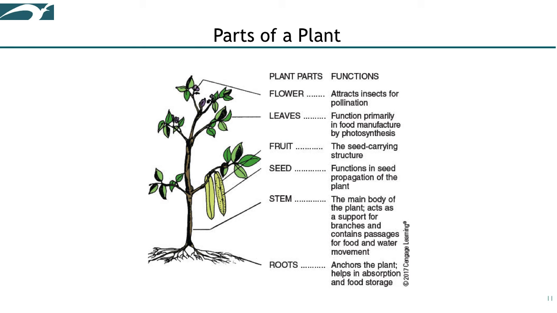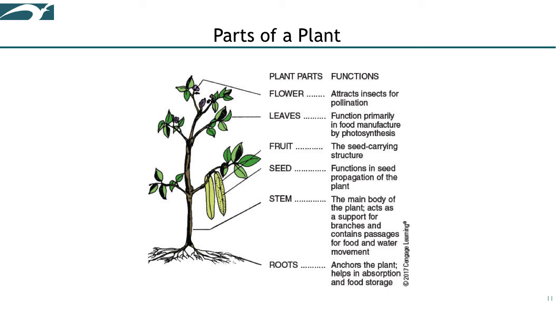Parts of the plants. Each part of the plant has a function. The flower attracts the insect for pollination. The leaves function primarily for food manufacture by the process of photosynthesis. The fruit is the seed-carrying structure. The seed functions in the propagation of the plant, the life that is within the plant.